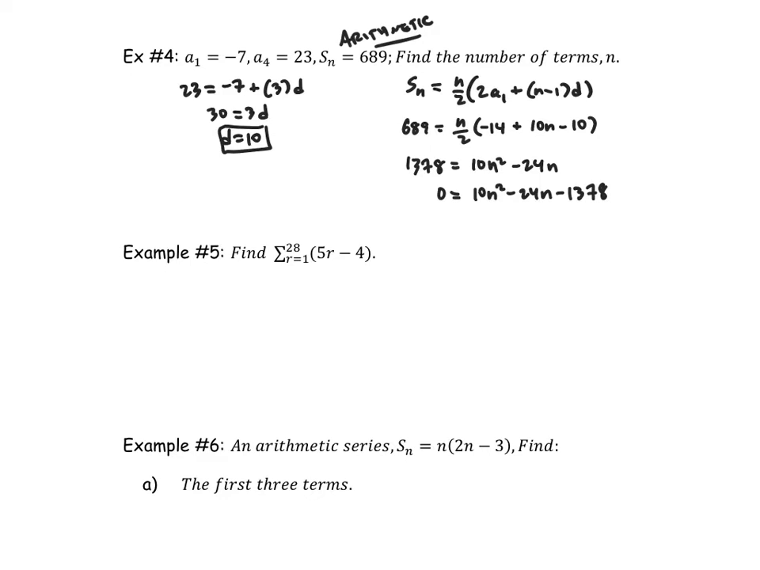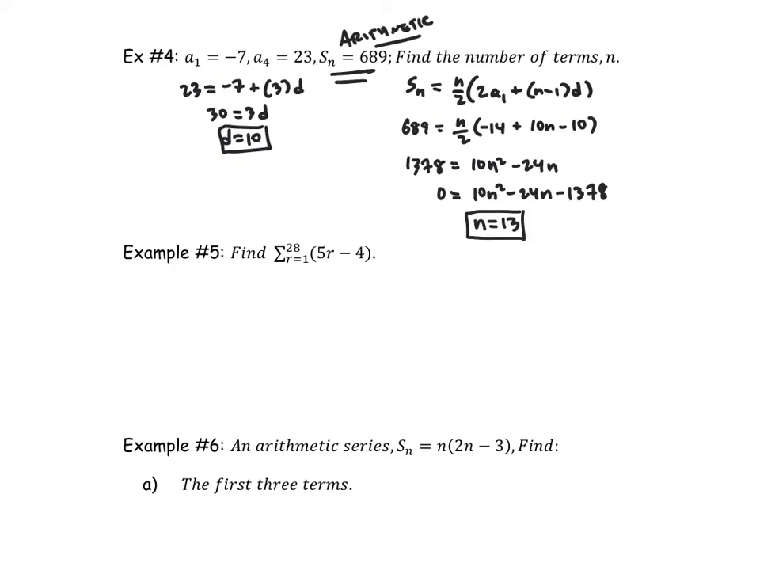So for example here, I think there are 2 values that come out. One is negative, one is positive. Obviously the number of terms has to be positive, and I believe n comes out to equal 13. So there are 13 terms necessary in order for the sum of those 13 terms to equal 689.